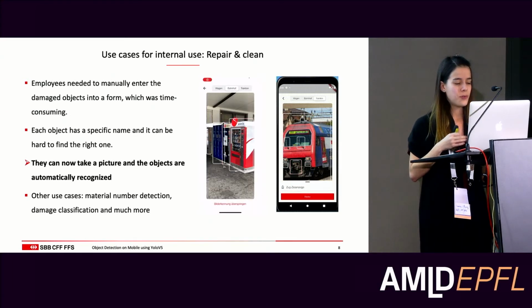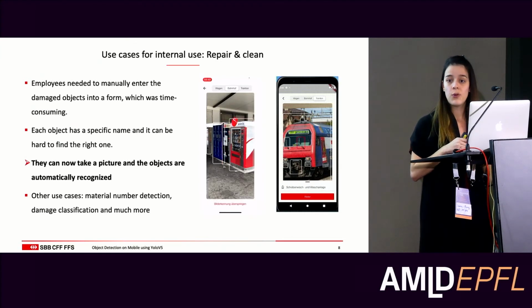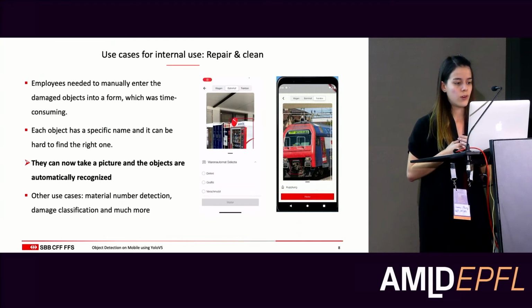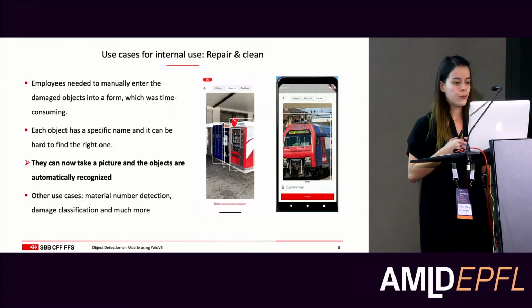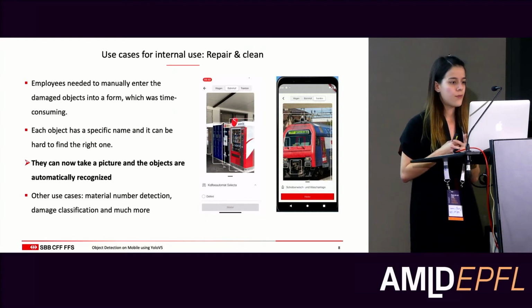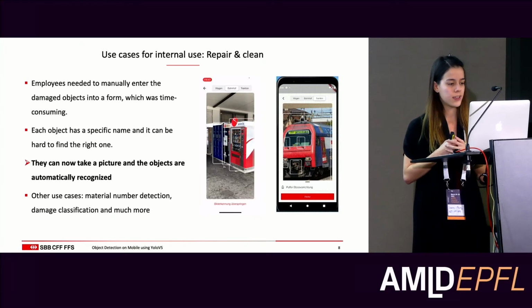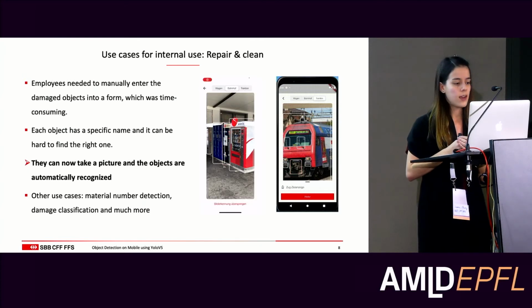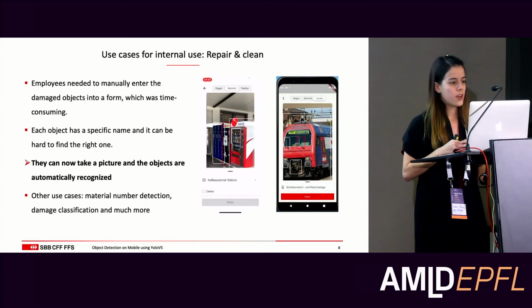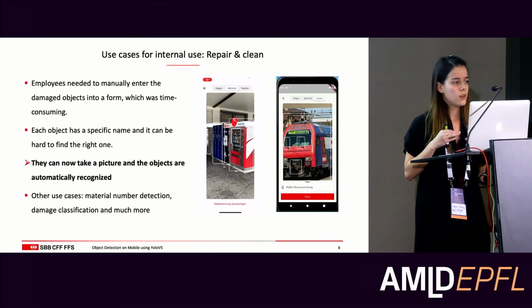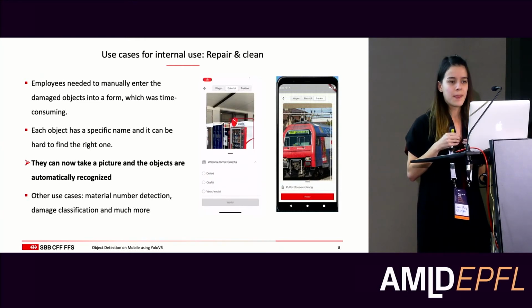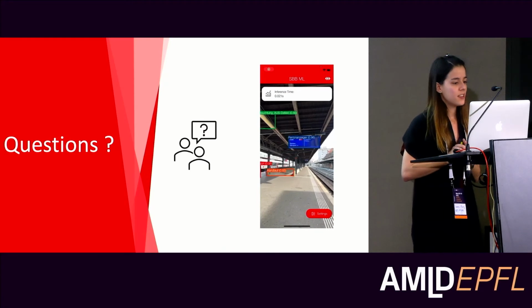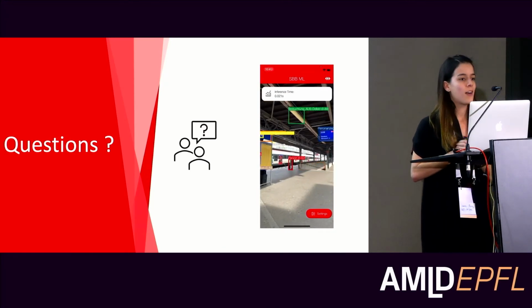So we decided to implement machine learning into it, so the employee can just take a photo of the object that they want to report, and then the model will recognize the object for them. And this allows us to speed up reporting time. We have other use cases such as material number detection, that is, we also want to detect exactly what ID the object has, and then damage classification. So for now, all the use cases that we have, I believe, are all meant to speed up reporting time. And this is it for this presentation. Do you have any questions?